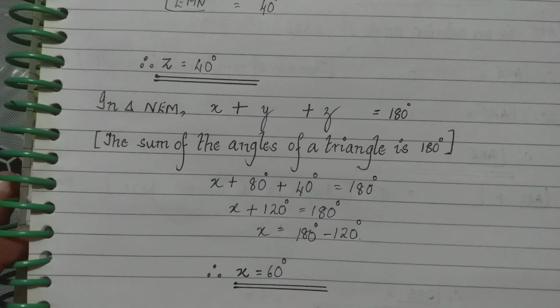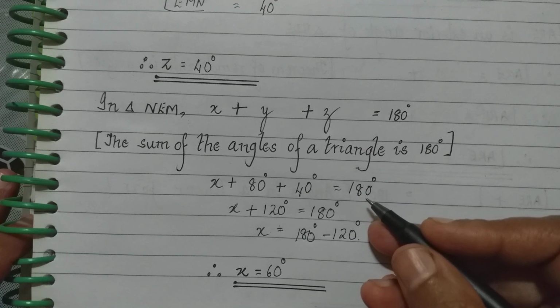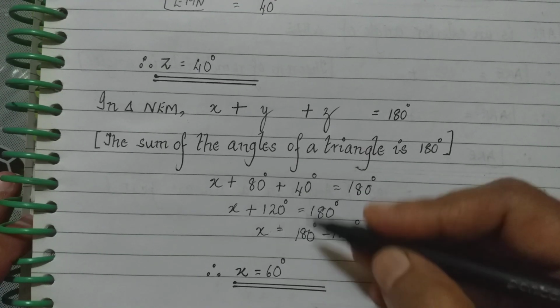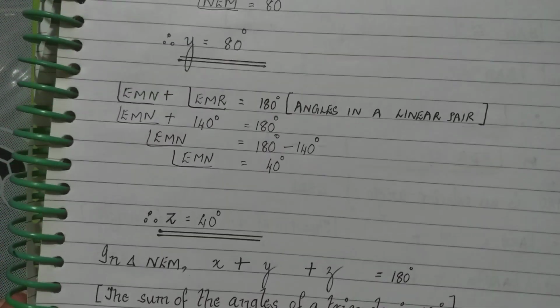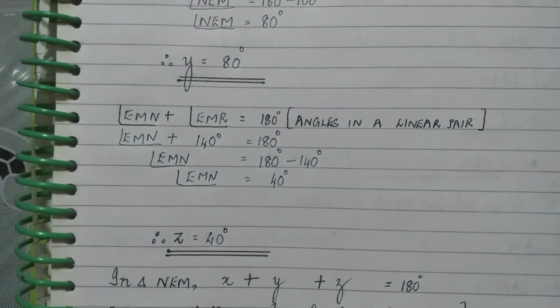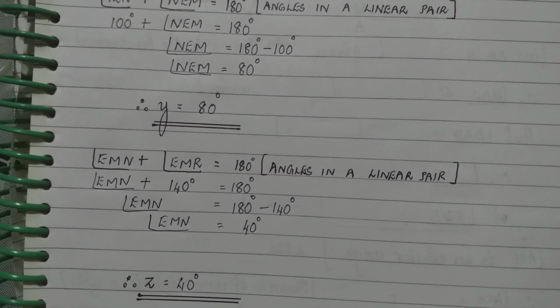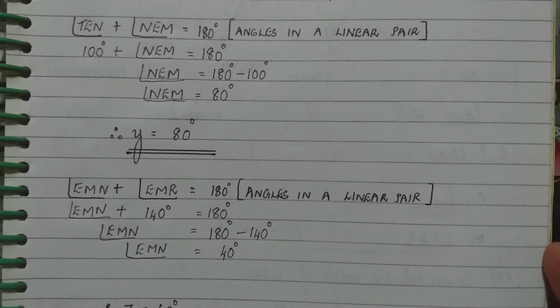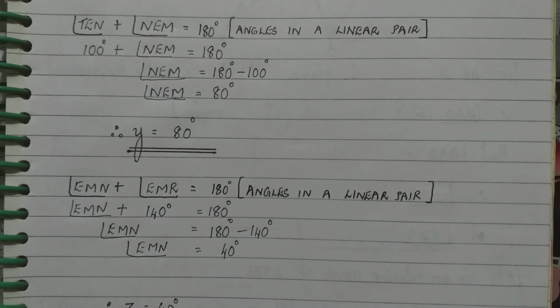How will we confirm whether the answer is right? The sum of the angles of a triangle is 180 degrees. So, we will add 60 degree plus 40 degree is 100 degree. 100 degree plus 80 degree is 180 degrees. So, the sum of the angles of a triangle is 180 degrees. Therefore, this is confirmed that the values of X, Y and Z that we have got are right.